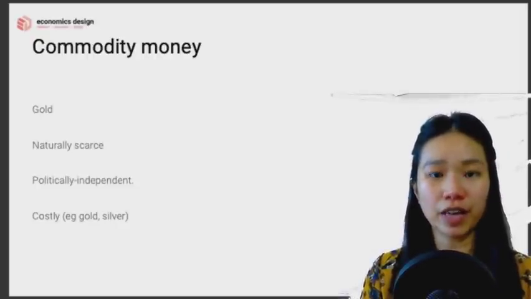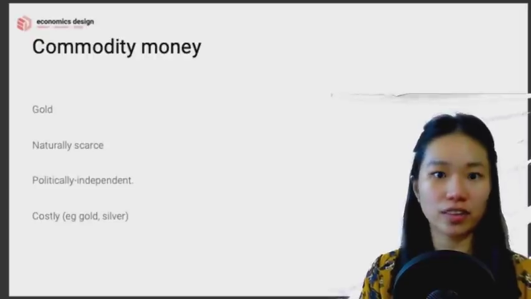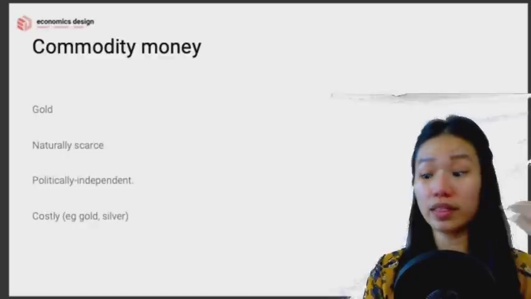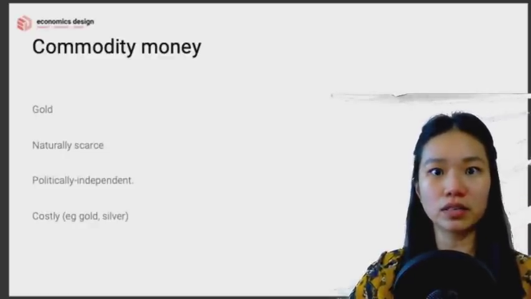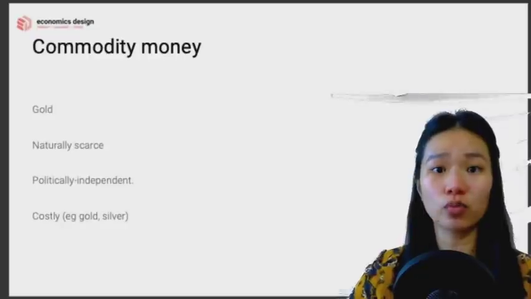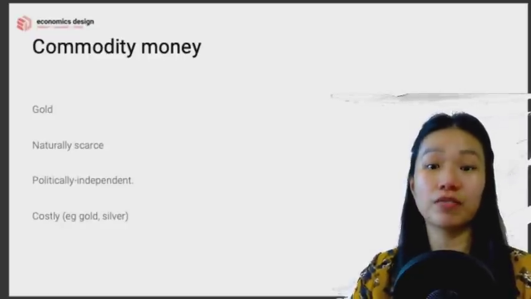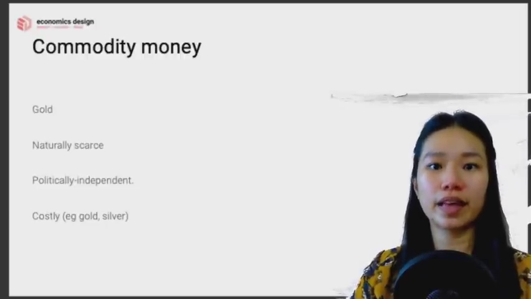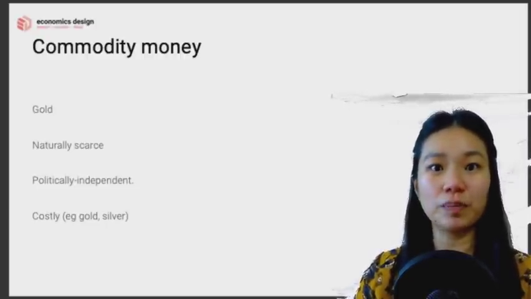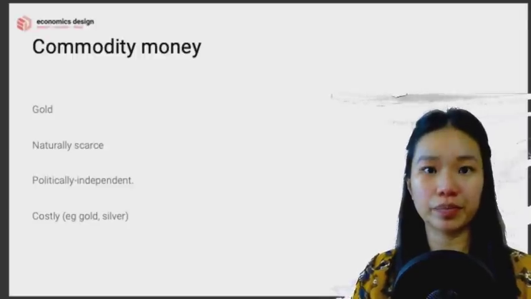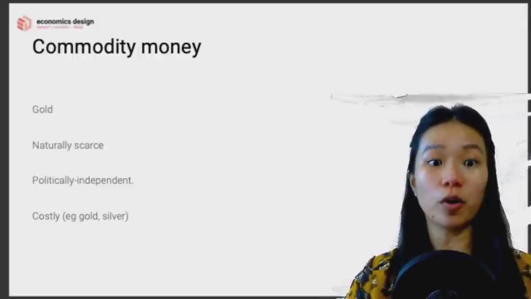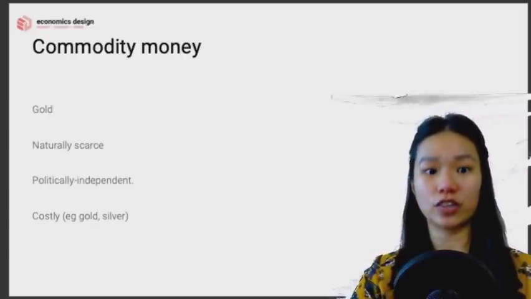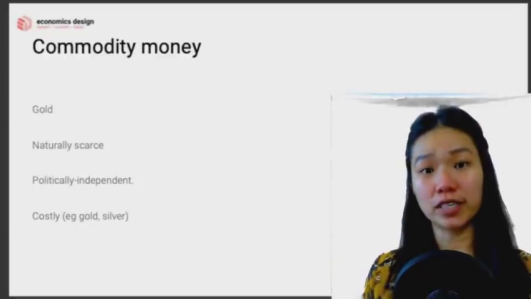However you want to define the value of gold, there are a lot of different models out there, like stock to flow model. But the thing about naturally scarce is that if there's a completely abundance in gold in the world, the value of gold will be pretty much very, very low, okay? Not zero, but a very low value. And that doesn't make it a very good medium to be used as money. So the whole point of it being a commodity money is that it's naturally scarce. Commodity money is also politically independent.